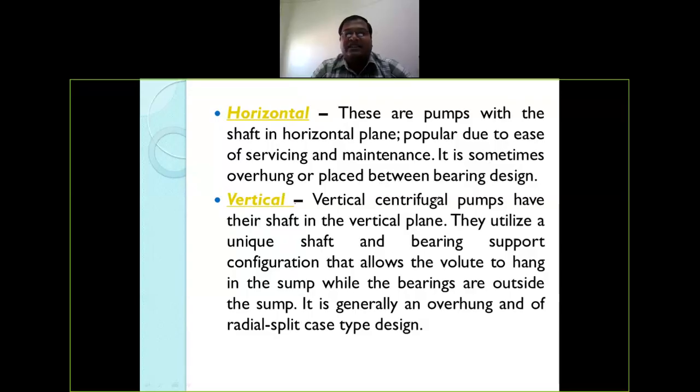Okay. And the second one is vertical shaft. Vertical centrifugal pumps have their shaft in the vertical plane. Here in a horizontal plane, here in a vertical plane. They utilize unique shaft and bearing support configuration, which allows the volute to hang in the pump while the bearings are outside the pump. Okay. And it is generally an overhung and of radial split case type of design. So these are the types of centrifugal pump based on the shaft: horizontal shaft and vertical shaft.